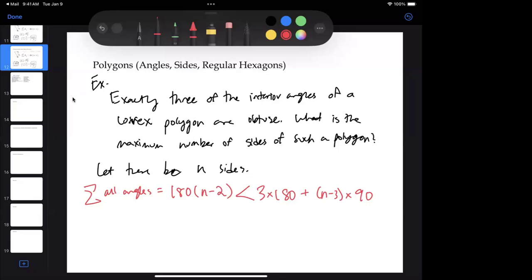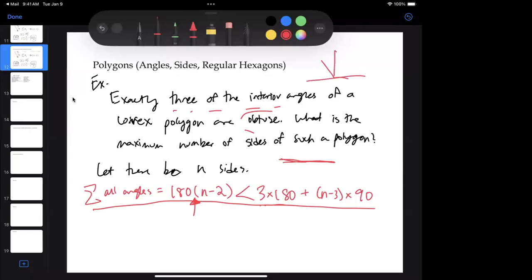Does everyone understand why I wrote this? Because the sum of all the angles, as we went through before, is this, right? But because there are 3 angles that are obtuse, the sum of those 3 must be less than 3 times 180, because obtuse angles can be greater than 90, but they have to be less than 180. And then the rest, which are the n minus 3 angles, they each have to be less than 90 degrees, because that's the definition of an acute angle.